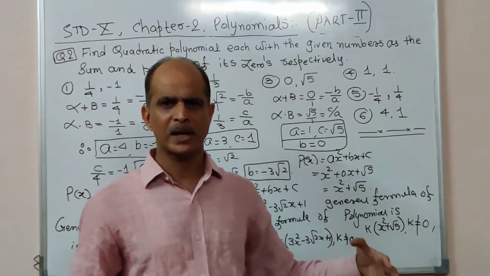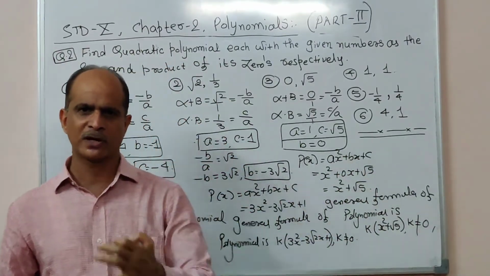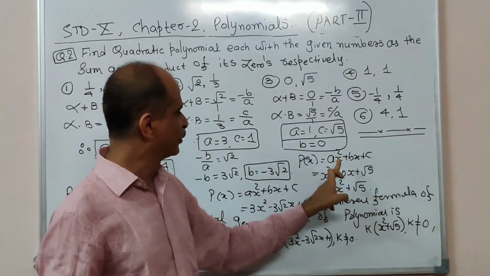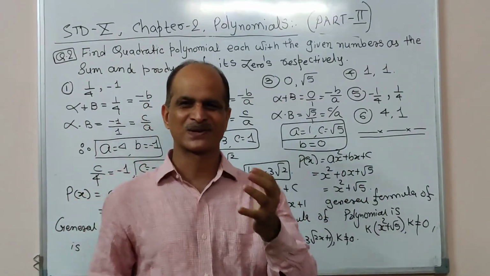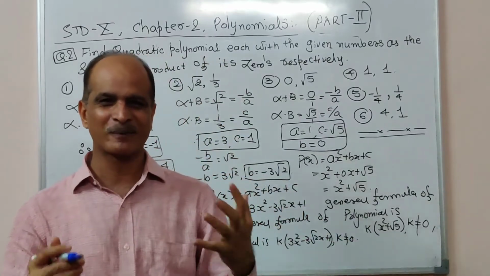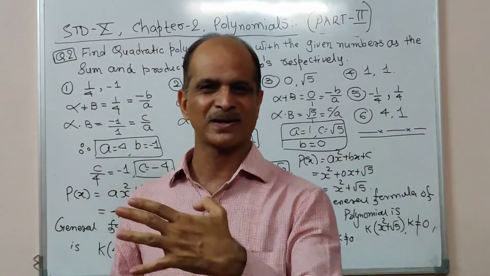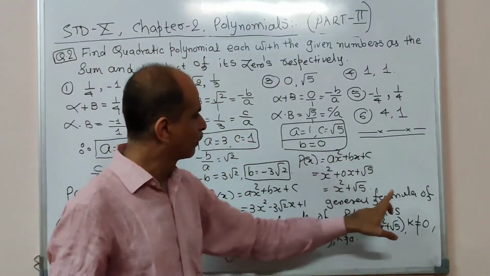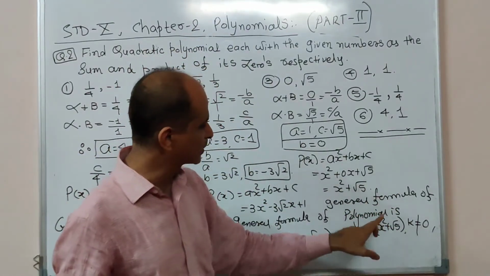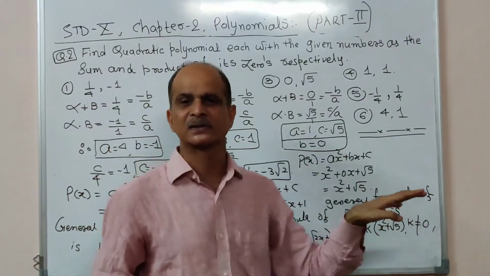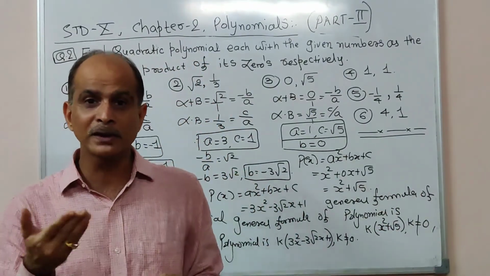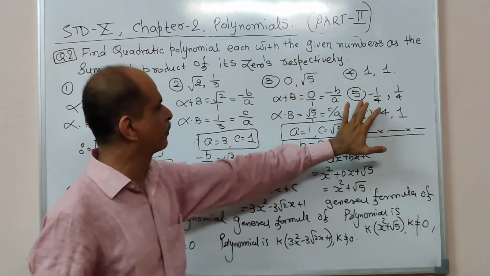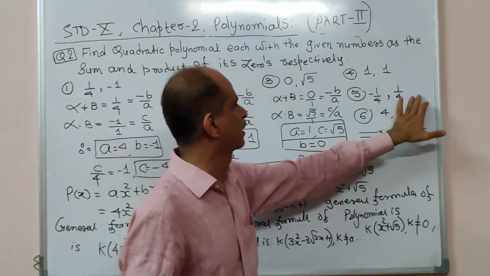Put the value of a, b and c, that is 1, 1 and 1, in the general formula ax square plus bx plus c, you get x square plus x plus 1. So your quadratic polynomial is x square plus x plus 1. And you can easily write the general formula of the polynomial as k times x square plus x plus 1. I have solved this example orally. Similarly, you can also solve example number 5 and example number 6.